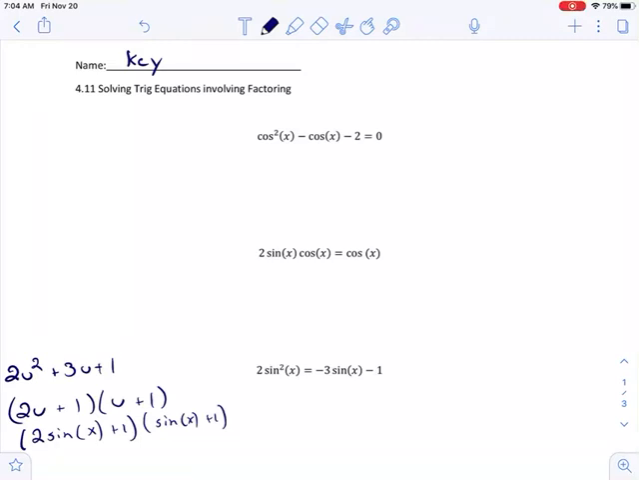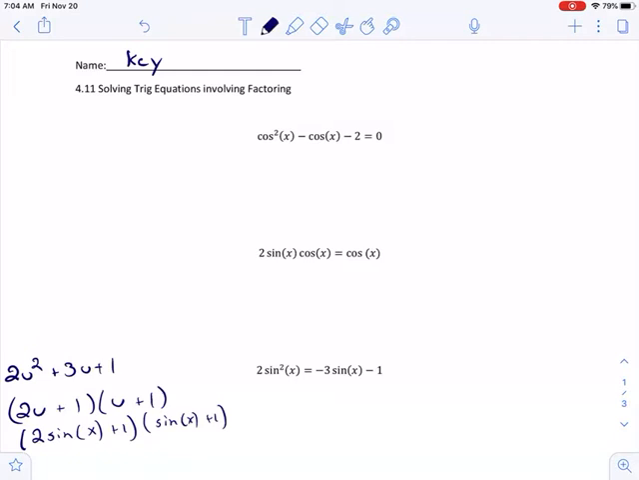Hey everyone, and welcome to our lesson on solving trig equations. This is going to involve factoring, and really that's in two different forms. One being factoring out a greatest common factor from an expression, and the other being factoring as if it were a quadratic. We're going to take a look at both variations here, do a couple of sample problems, and then there is a subset for you to do as well to practice.